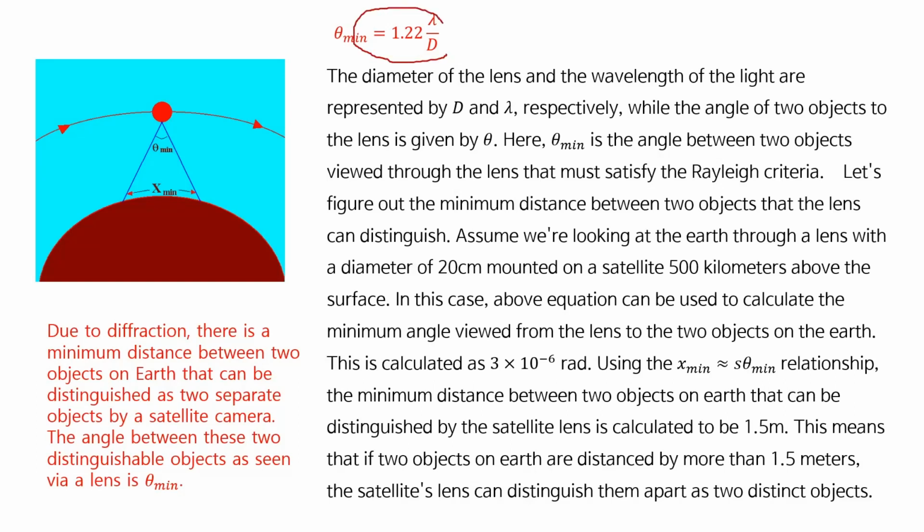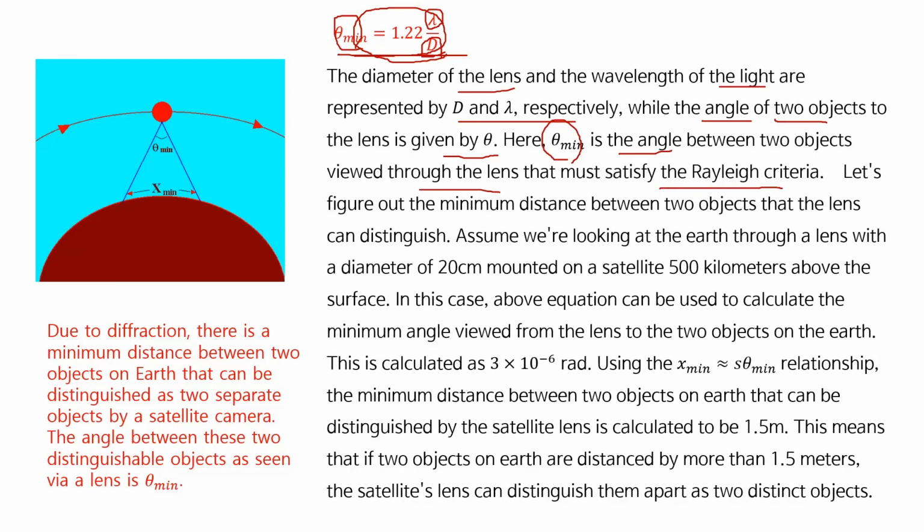I wrote this again here. The diameter of the lens and the wavelength of the light, lambda, are represented by d and lambda respectively, while the angle of two objects to the lens is given by theta. Here theta minimum is the angle between two objects viewed from the lens that must satisfy the Rayleigh criteria.